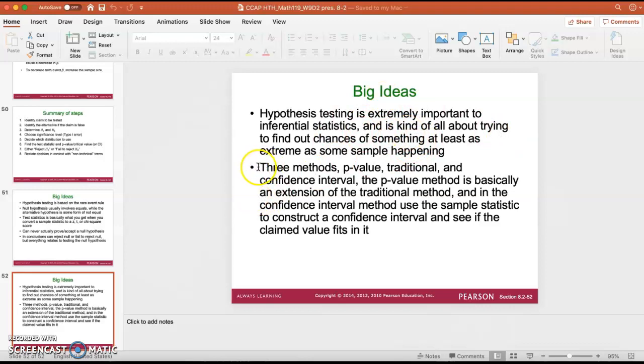Then the last big idea is your three methods: p-value, traditional, and confidence interval. But we'll focus mainly on the p-value and confidence interval methods, because the p-value method is just an extension of the traditional method. And in the confidence interval method, you use the sample statistic to construct a confidence interval and see if the claimed value fits in it. All right, and that's an introduction to hypothesis testing.